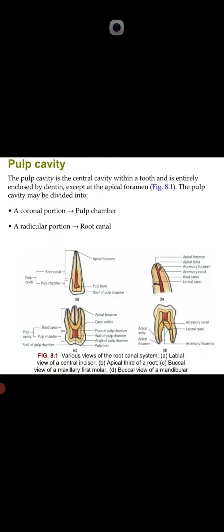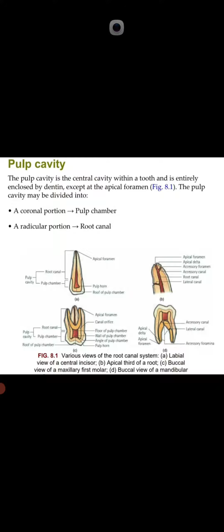Look at diagram B. There is an apical foramen and there is the apical delta, which is present in the apical third, and the lateral canals. Then the orifice of this accessory canal is known as the accessory foramen. So we have the accessory canal, accessory foramen, apical delta, root canal, and lateral canal.